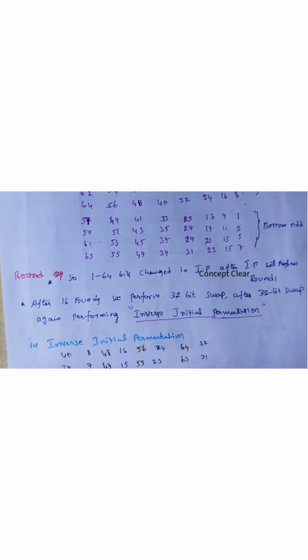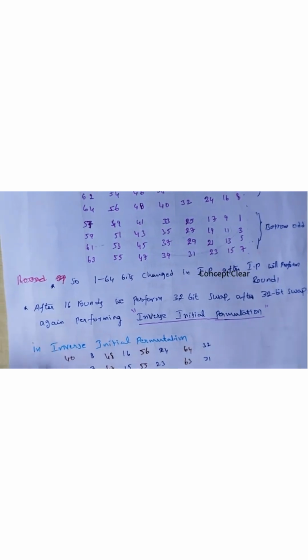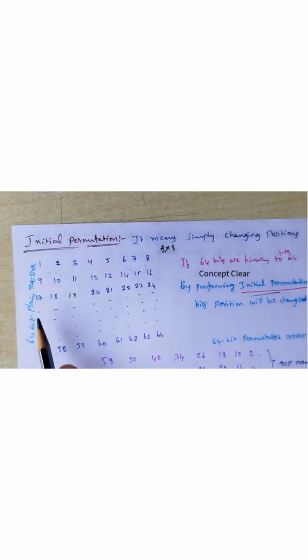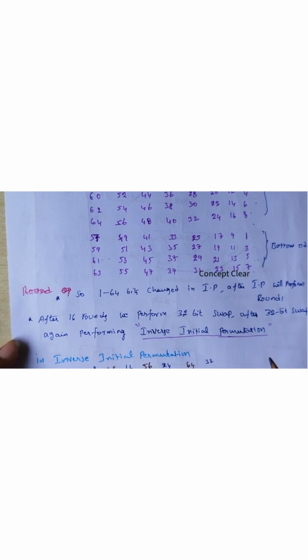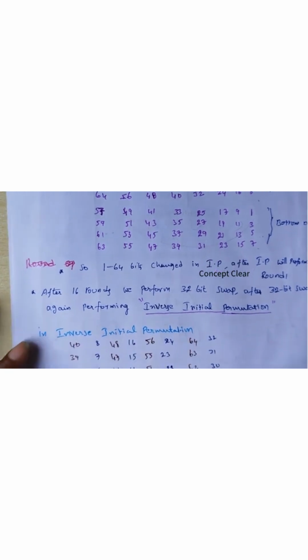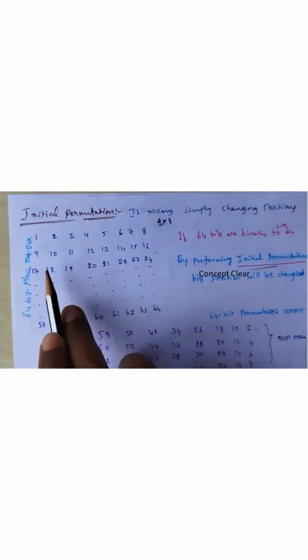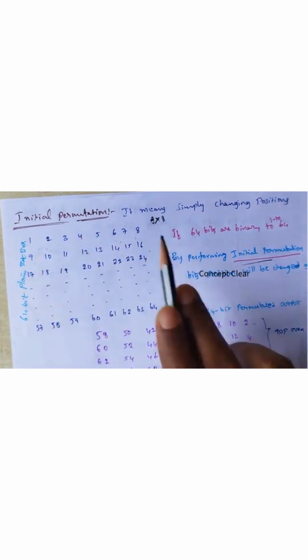And what is the inverse initial permutation? What does the inverse initial permutation mean? These 64 bits will again change their position. How will they change? In the inverse initial permutation, the values are taken from the top side, the first row of data. What is the first row data?